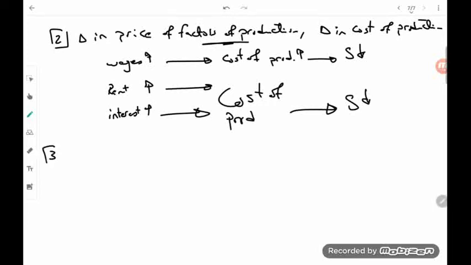Number 3, technological progress or improvement. Technological progress or technological improvement. If there is an improvement in technology, this means that supply is going to increase.